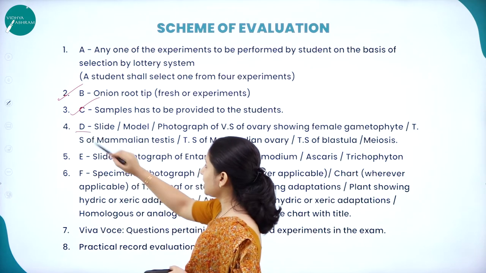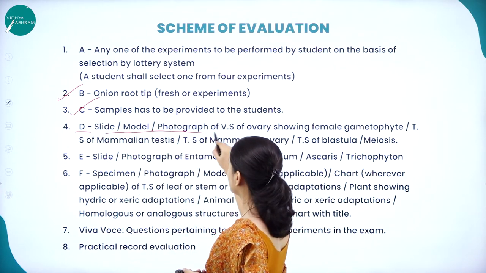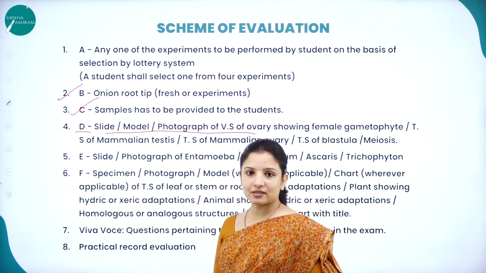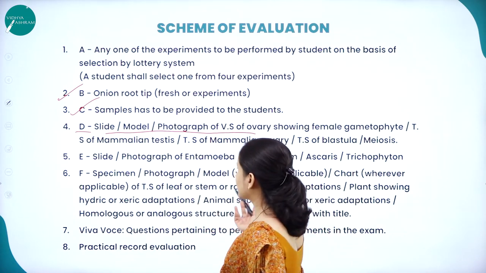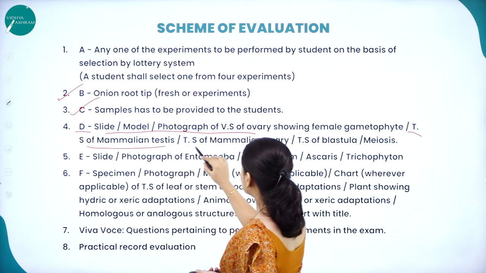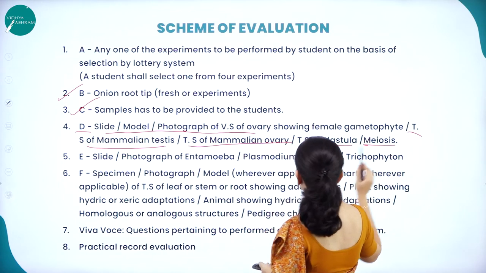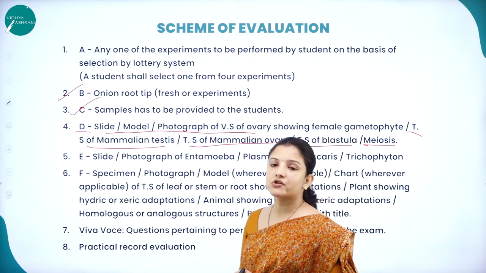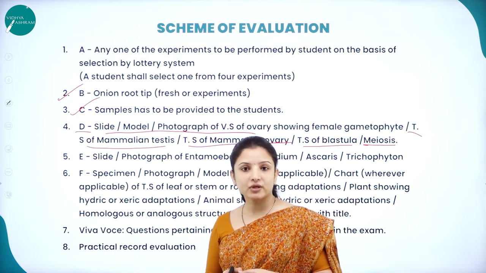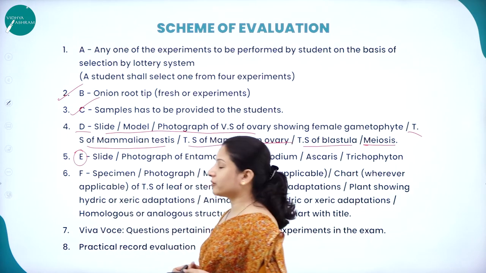Next is question D. As I told you, either slides, models, photographs, or specimens, anything can be kept. Usually TS of mammalian testes will be asked, TS of mammalian ovary, TS of blastula, meiosis slides, all these will be kept, which you need to identify and give 2 reasons for. Next is experiment E, question number 5.